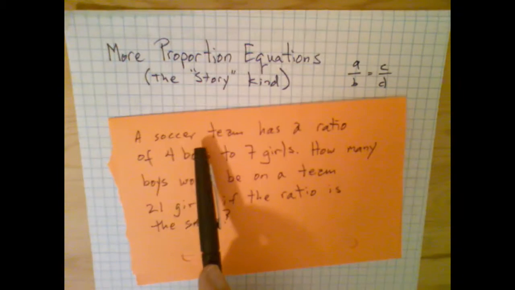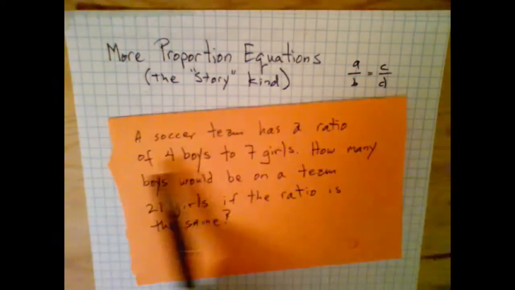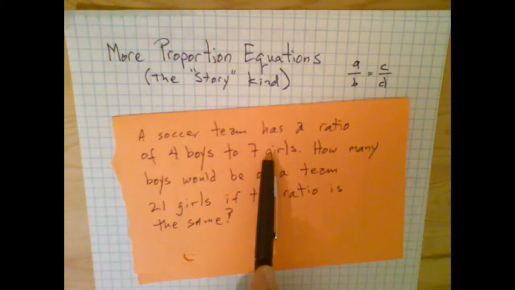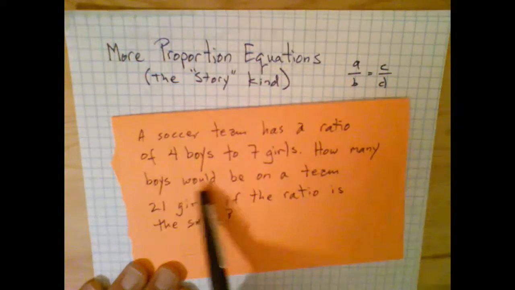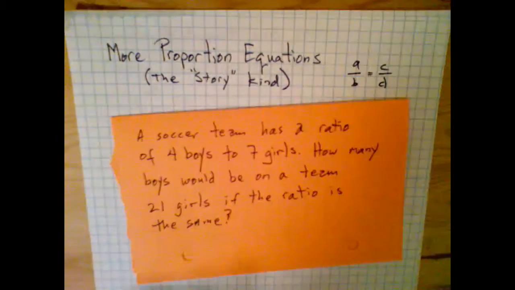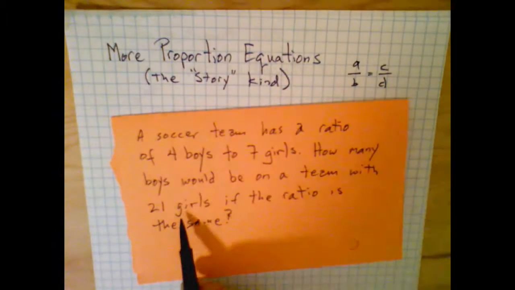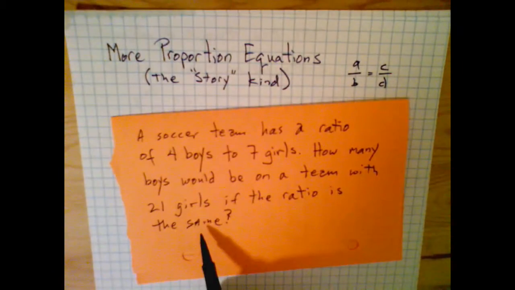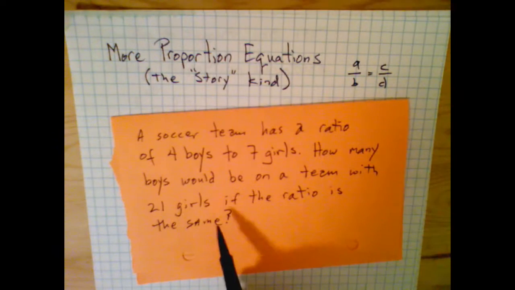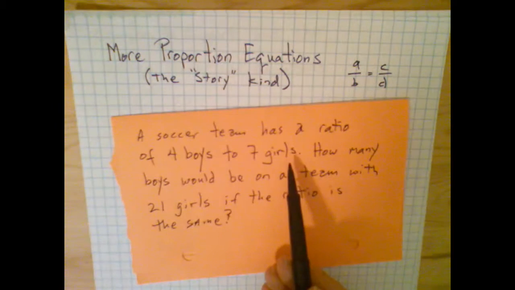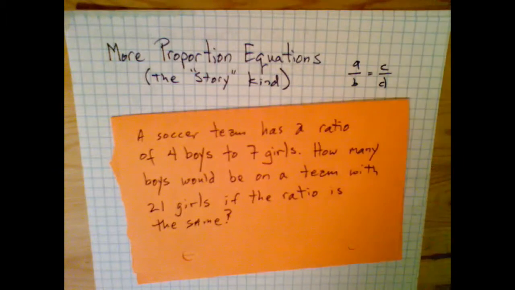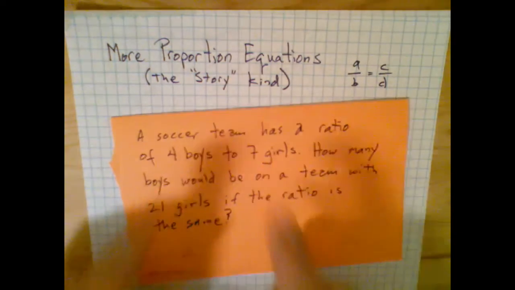There's a soccer team, and it has a ratio of 4 boys to 7 girls. How many boys would be on a team with 21 girls if the ratio is the same? So what's the ratio in this case? 4 boys to 7 girls. So if we have another team with the same ratio, they'll be proportional.